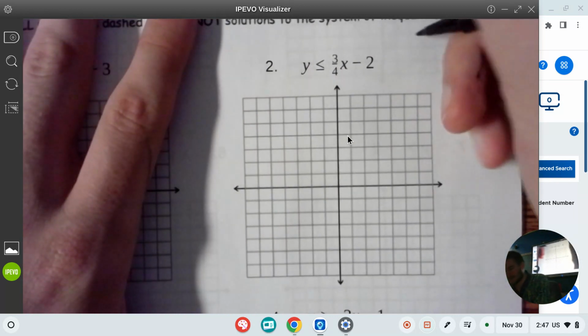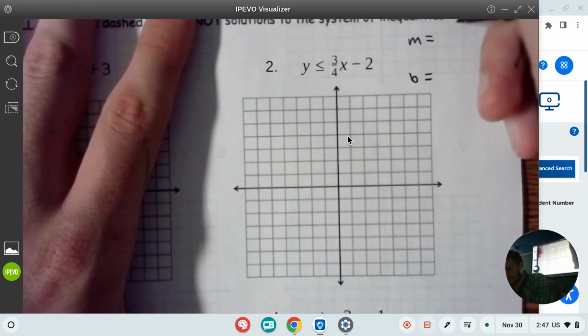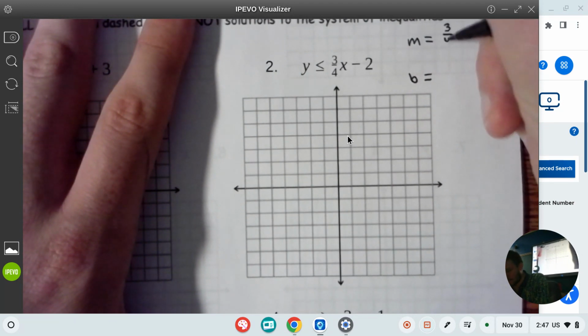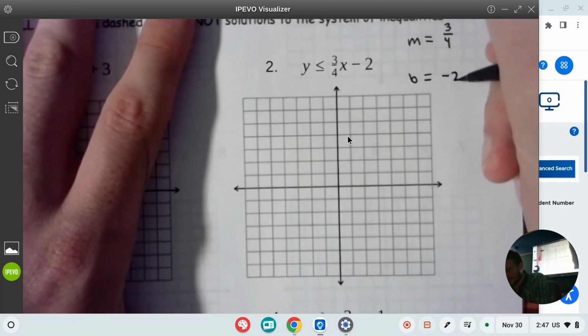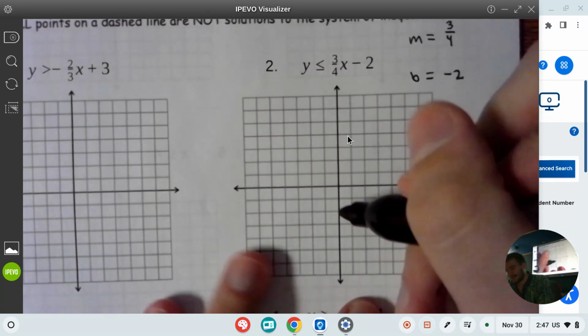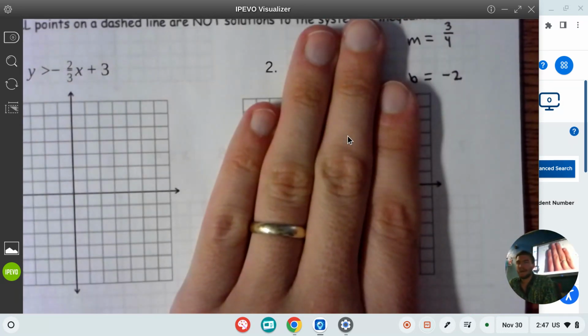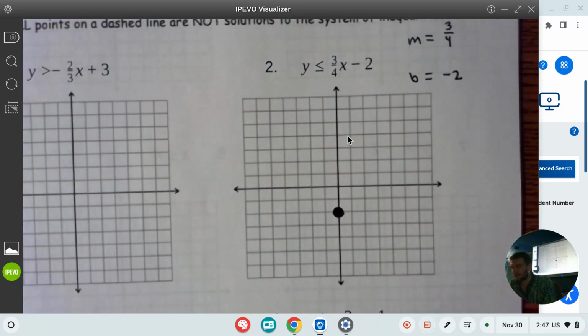For question number 2, just like normal, what is the m? What is the b? 3/4 and -2. All right, once you have these two numbers, we're going to graph it just like normal. I know that these are new notes, but there is nothing new so far. We're going to start at -2. Don't copy my paper. Count on your own. You can count down too. You can handle it.